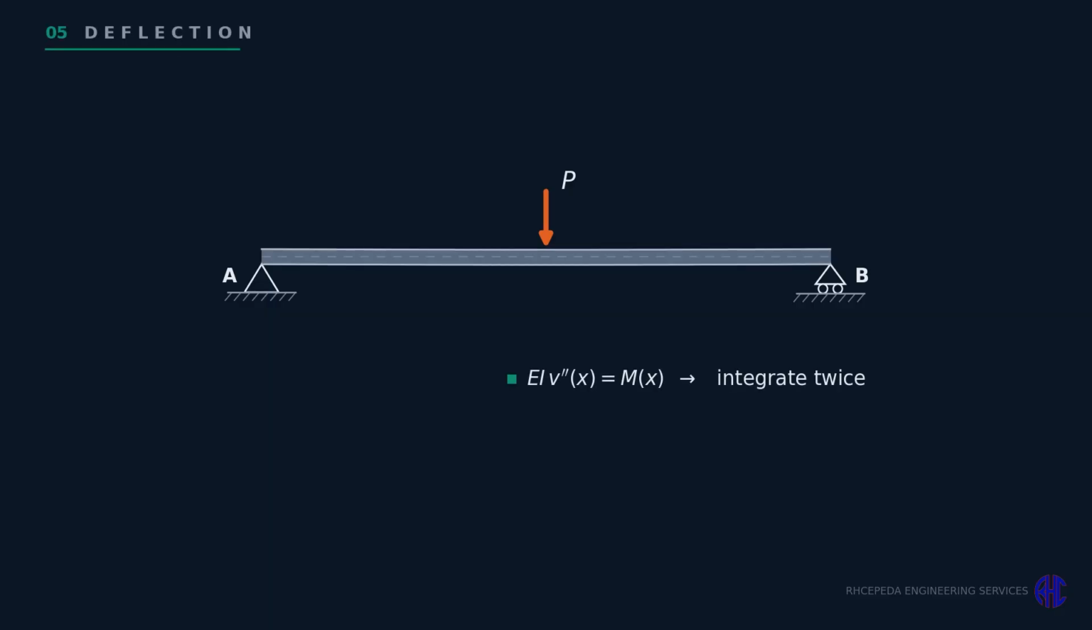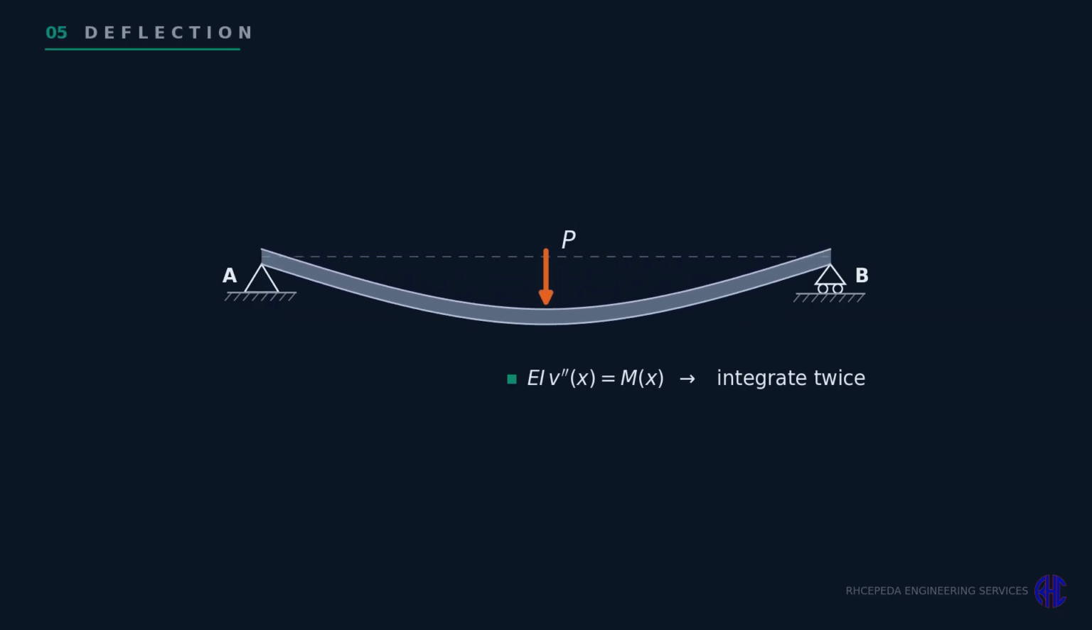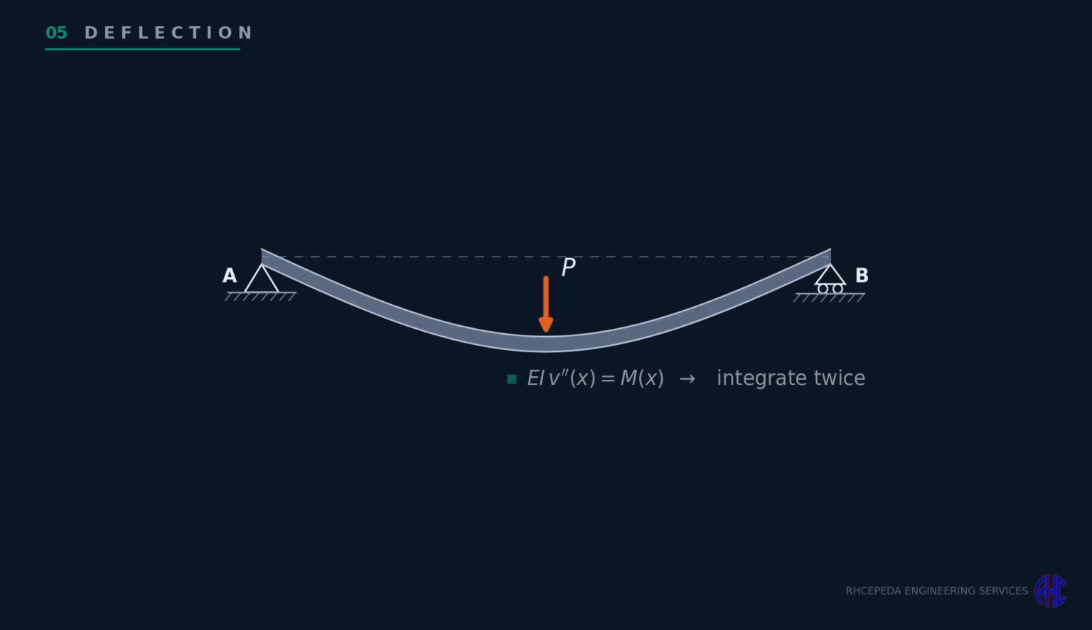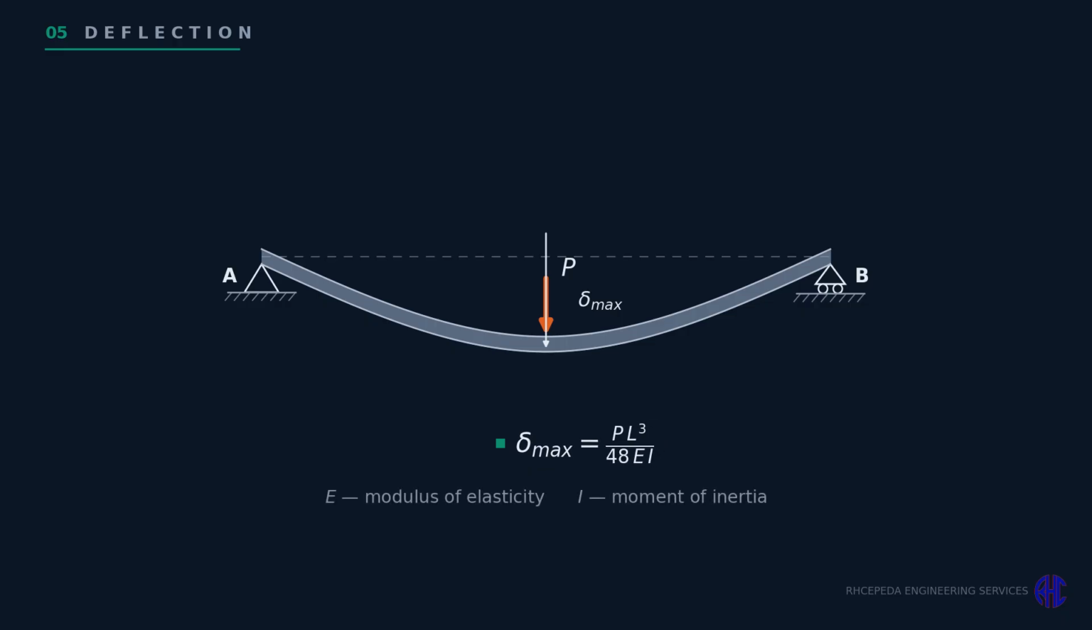Finally, the deflection. The beam sags into a symmetric curve, with the maximum right at midspan, PL cubed over 48 EI. Remember that 48, it anchors one of the most quoted formulas in structural engineering.